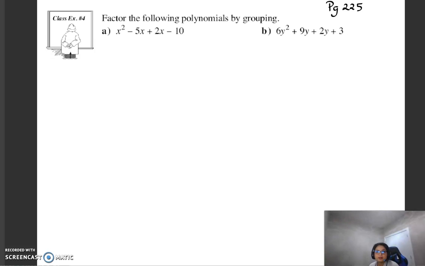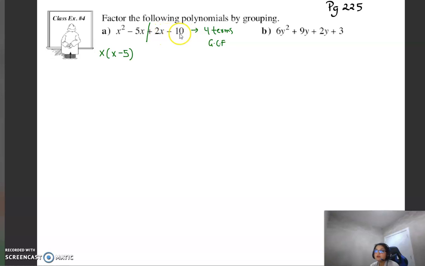Grouping is the method that we use in factoring when we have four terms. So you'll notice that we have four terms over here. And what we will do is group them in two parts. We'll take the first two, and then we'll try to take a GCF from each group. From these first two terms, let's see what a GCF would be. Between them, it would be an x, which leaves you with x minus 5.